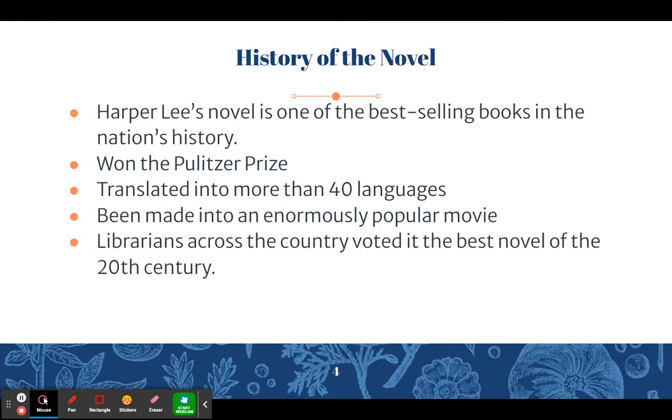Okay, so just some background and history of the novel. It is one of the best-selling books in the nation's history. It won the Pulitzer Prize after it came out. It's been translated into more than 40 languages, been made into an enormously popular movie, and librarians across the country voted it the best novel of the 20th century. So it definitely has its accolades. It is definitely also met with controversy. It's frequently one of the books that people attempt to ban the most, and a lot of that is kind of unwarranted, I think. But we'll try to look into the reasons behind why people say that it shouldn't be read, the people who say that it should be read, and so on.